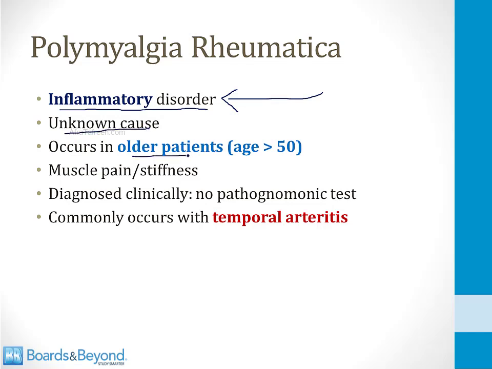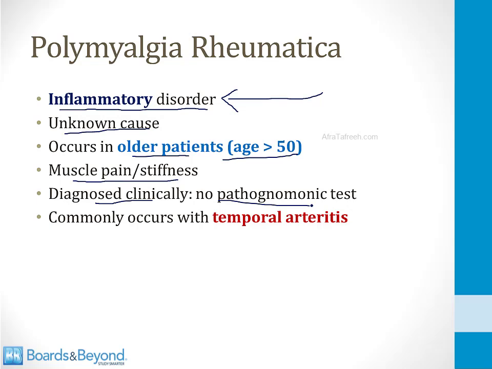This is a disease of older patients. The typical age is over 50, and many patients I treat who have this disorder are in their 70s or 80s. The main symptoms are muscle pain and stiffness, and we'll talk more about that in a minute. And this is a disorder that is diagnosed clinically. There's no pathognomonic test. There's no biopsy specimen you need to be aware of. Basically, if the patient has the classic symptoms and signs of inflammation, that's how you make the diagnosis.